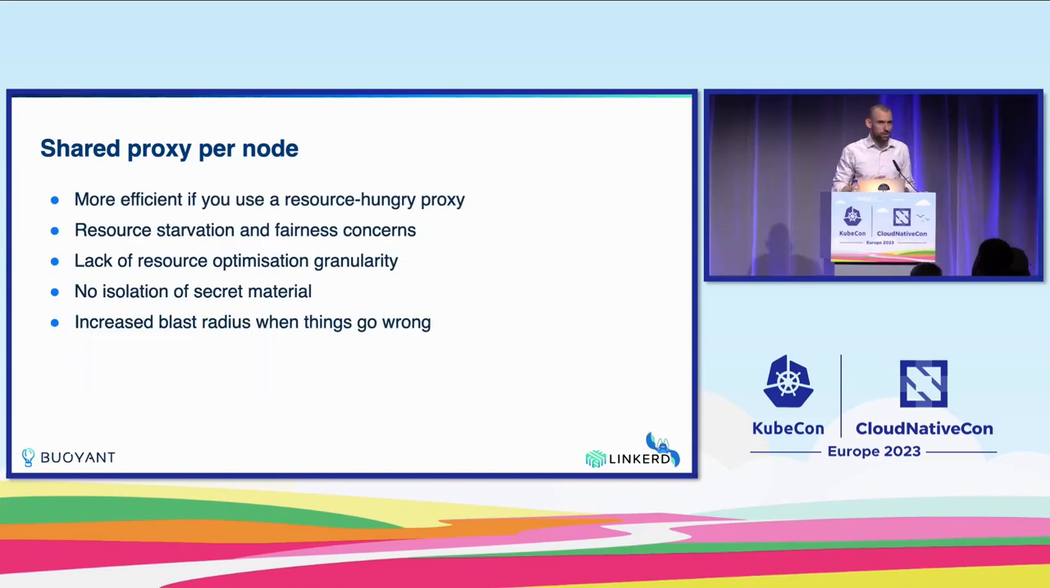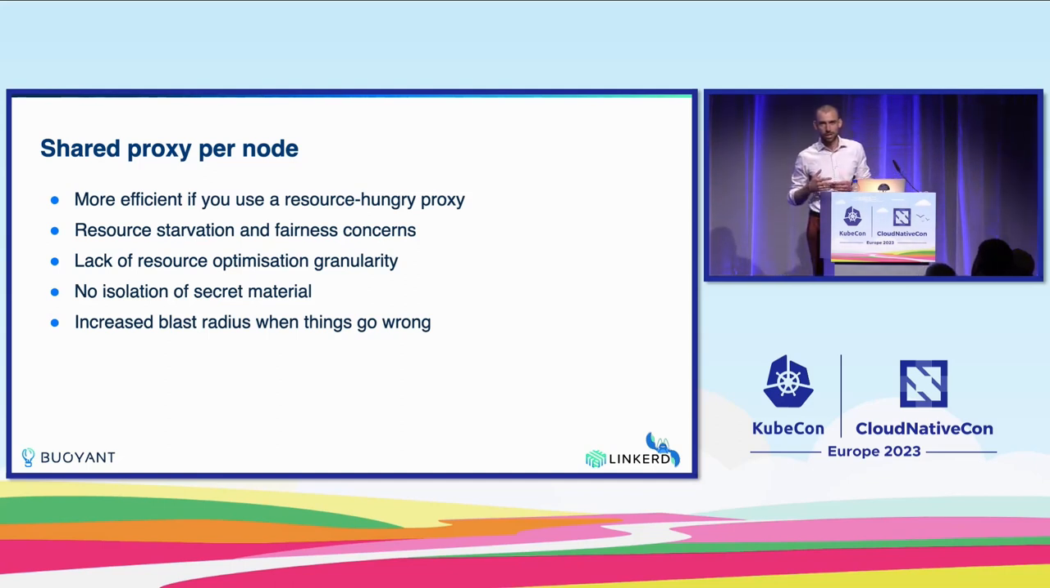This is arguably more efficient if you use a resource-hungry proxy. If you're using a general purpose proxy, such as Envoy, maybe this model is better. Maybe sticking a proxy in every pod of yours is not the best way forward. But all of this comes with a number of disadvantages. First of all, you have problems around resource starvation and fairness.